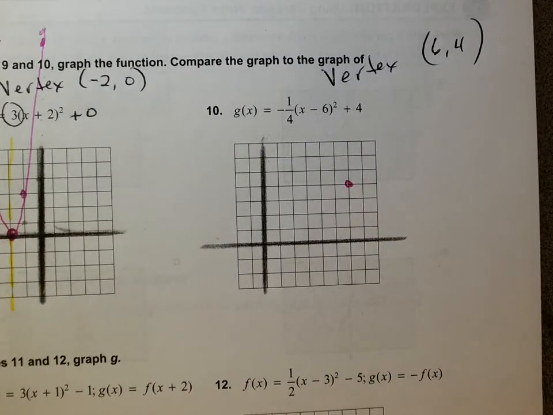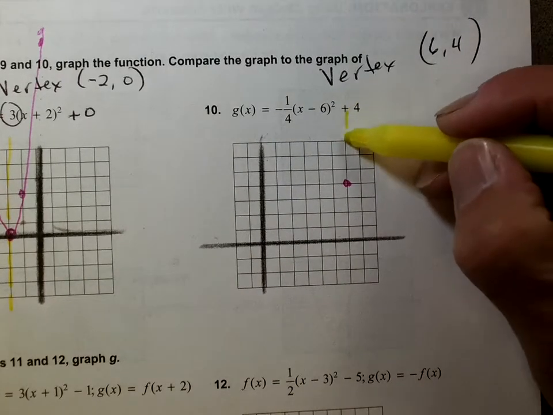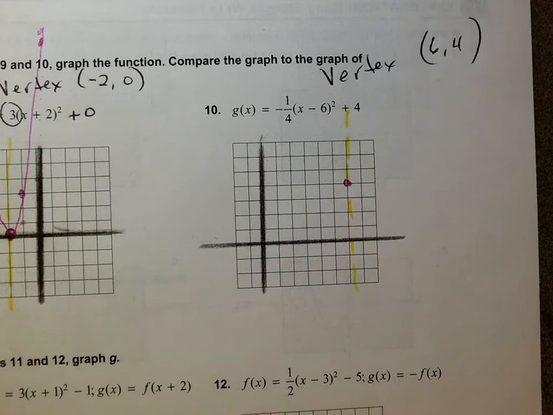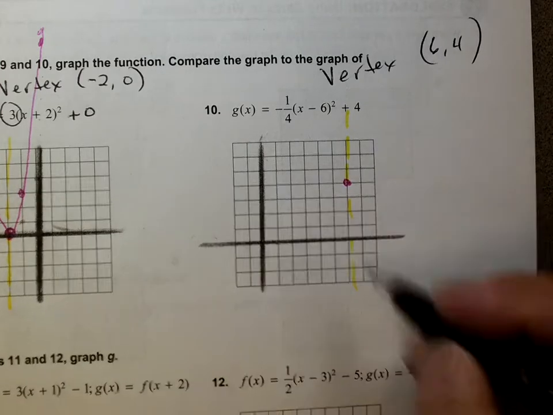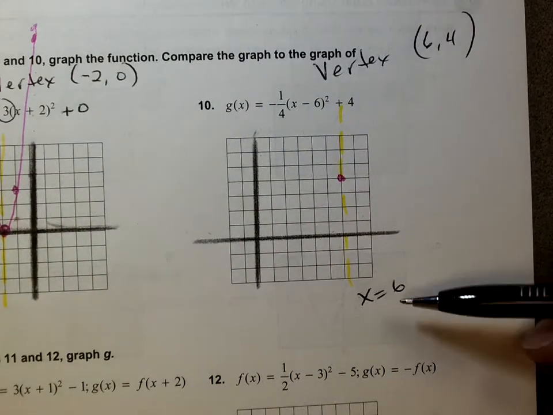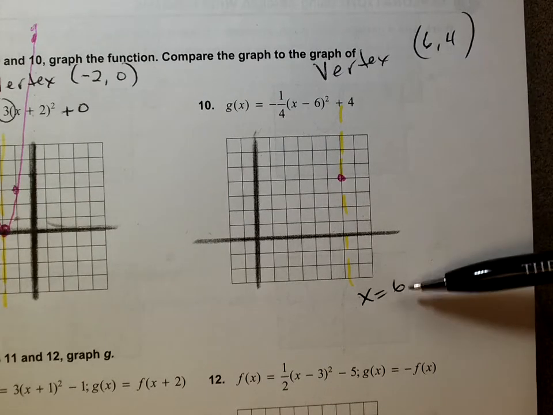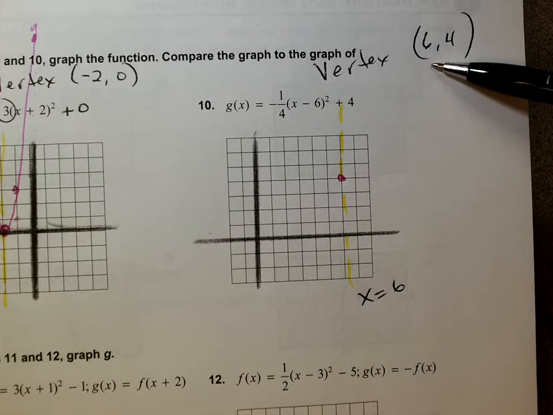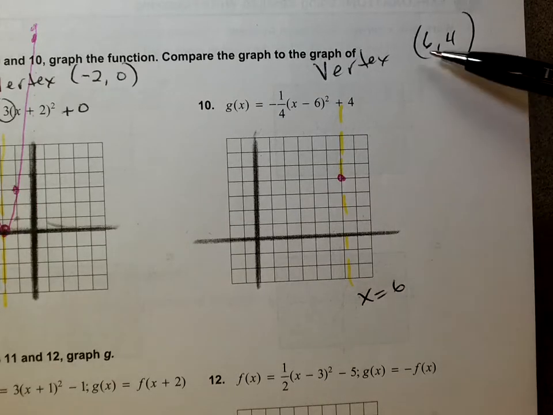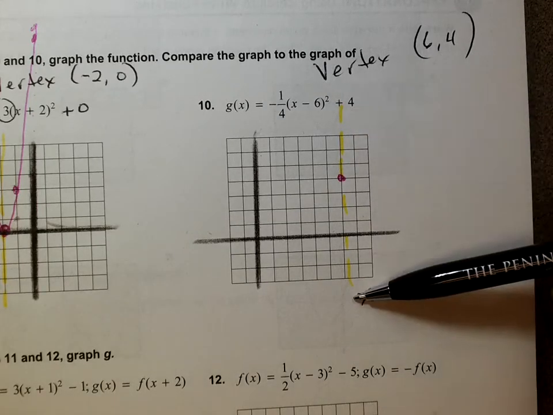I know I'm going to have a line of symmetry through my vertex, always. So my line of symmetry is right there, and my line of symmetry is at x equals 6. So the line of symmetry is always the x value of the vertex, isn't it? It's got to be, because it's got to go through the vertex, okay?